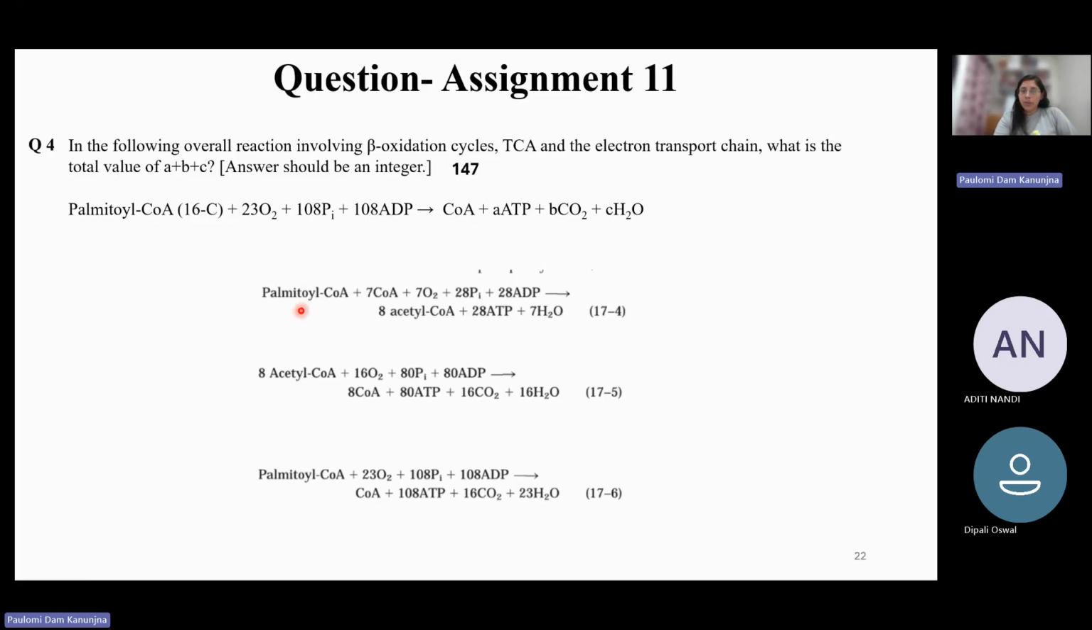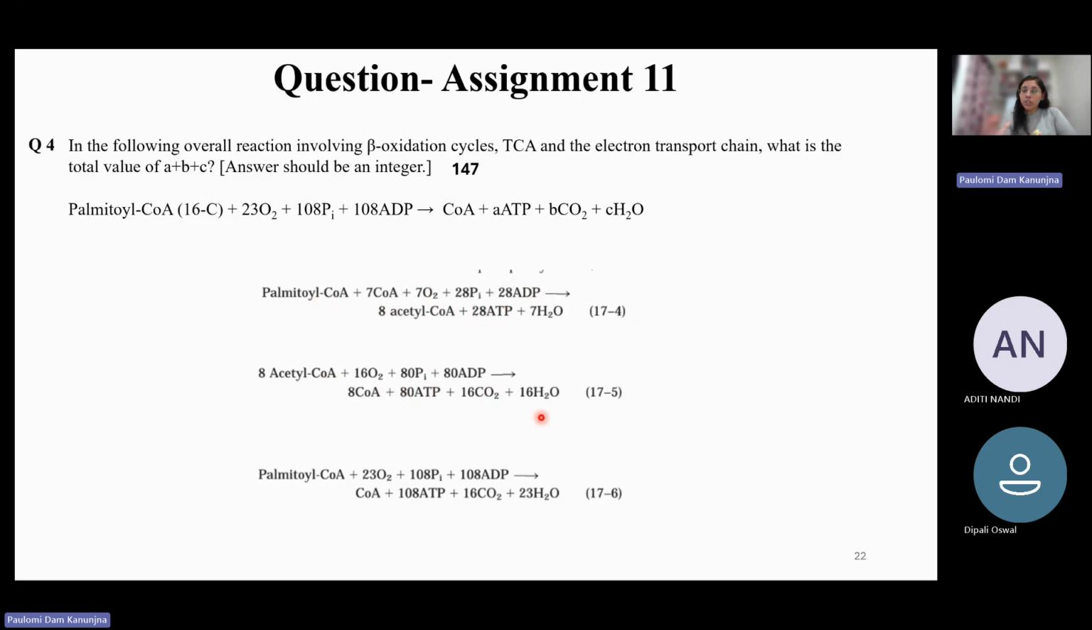We had palmitoyl coenzyme A. The result from your beta oxidation is palmitoyl coenzyme A using 7 coenzyme A, oxygen, and ADP and Pi to give you 8 acetyl coenzyme A, 28 ATP, and 7 H2O. Right? Now, when you take this acetyl coenzyme A further for your TCA and ETC, you get 8 coenzyme A, 80 ATP, and 16 CO2 and 16 H2O.